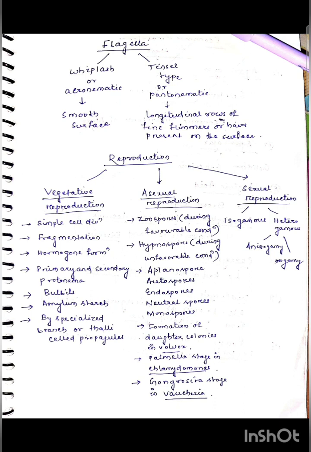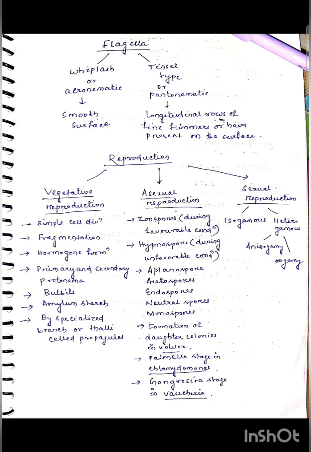Then asexual reproduction by zoospores, aplanospores, hypnospores, autospores, endospores, neutral spores, monospores. Formation of daughter colonies as seen in the case of Volvox species. Sometimes the palmella stage is present as seen in Chlamydomonas. Sometimes the Gongrosira stage is present as seen in the case of Vaucheria.